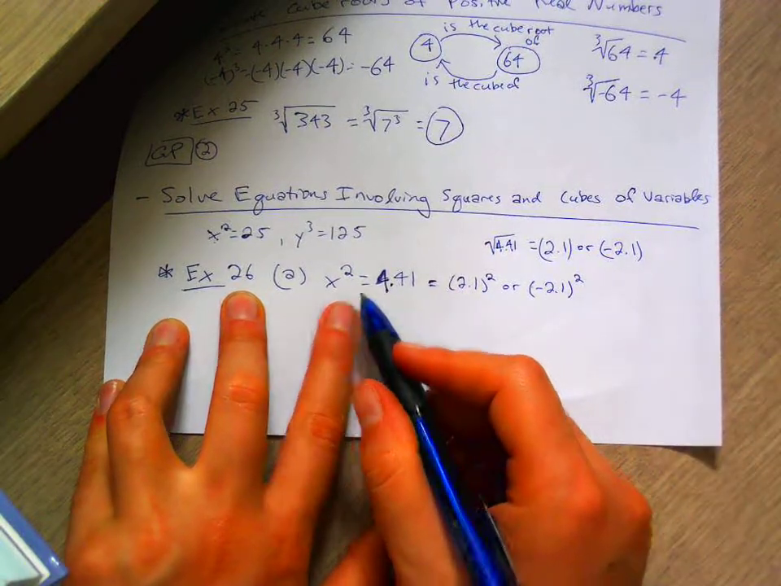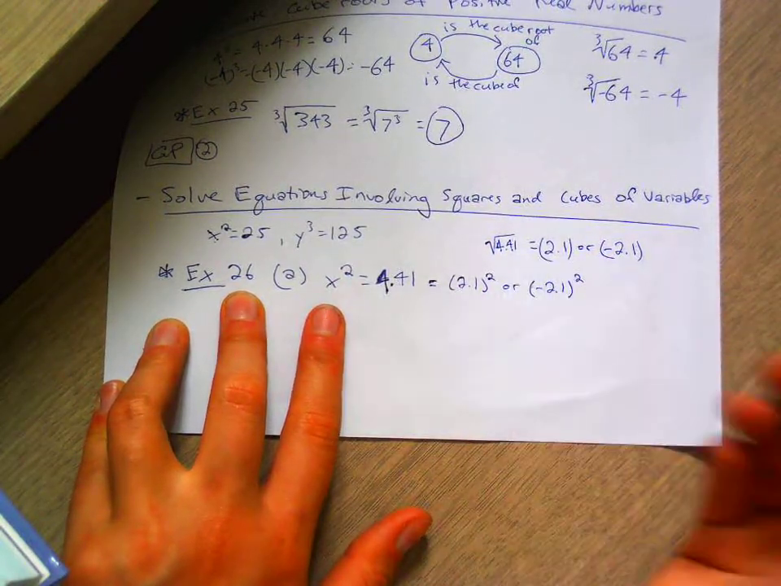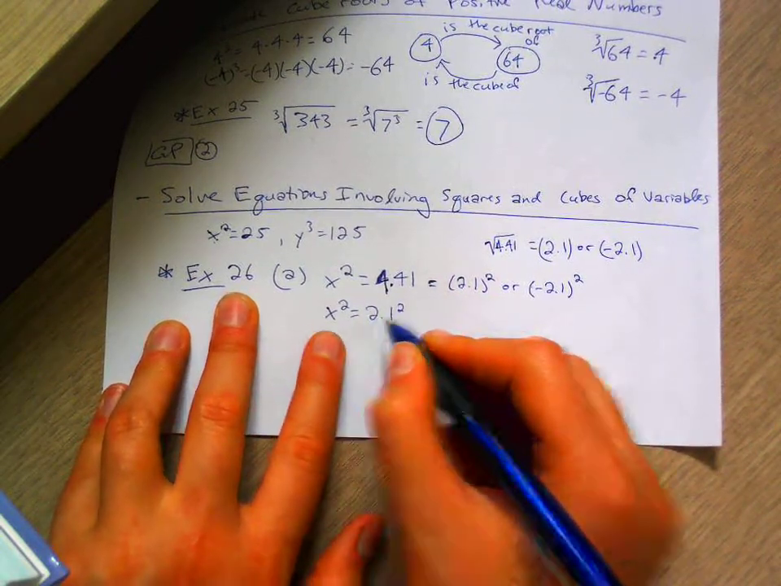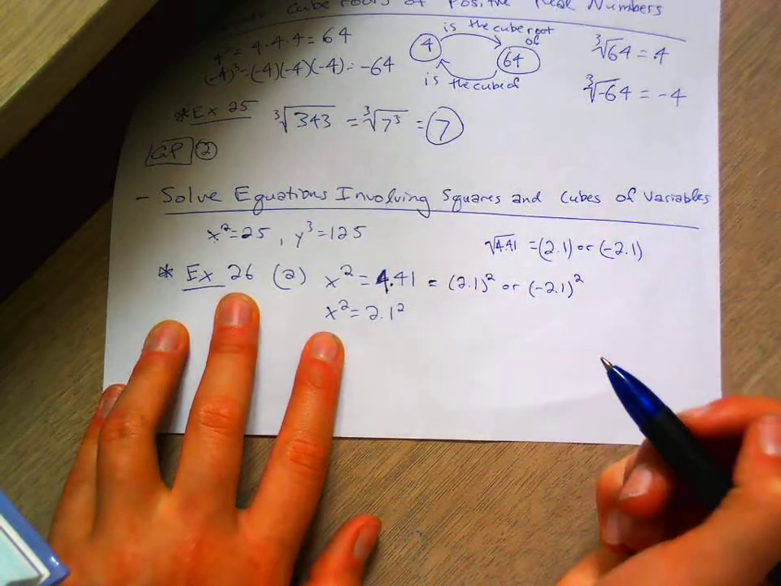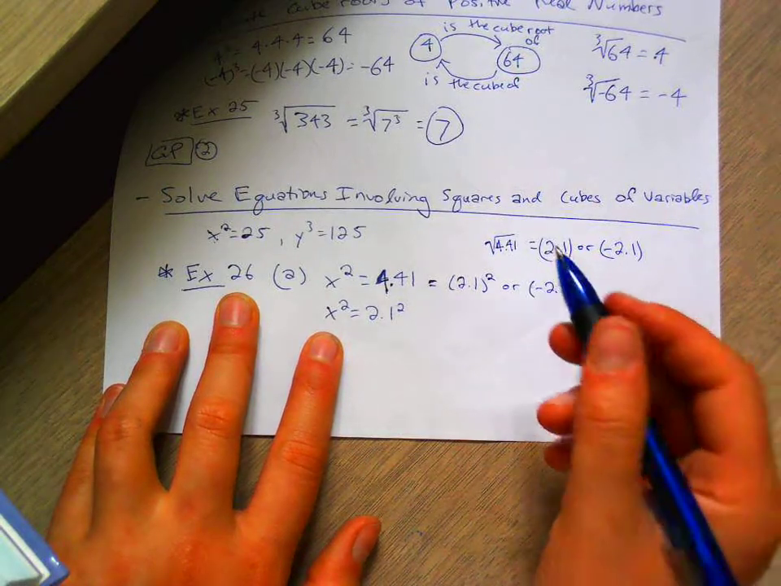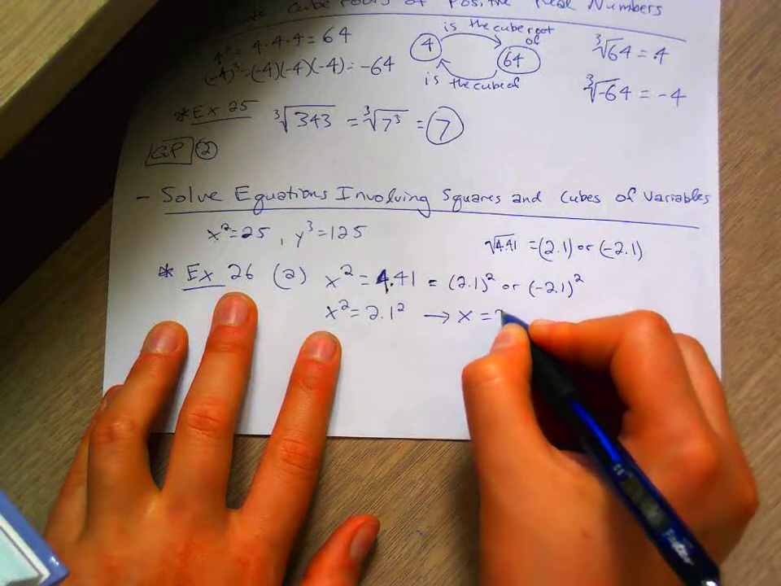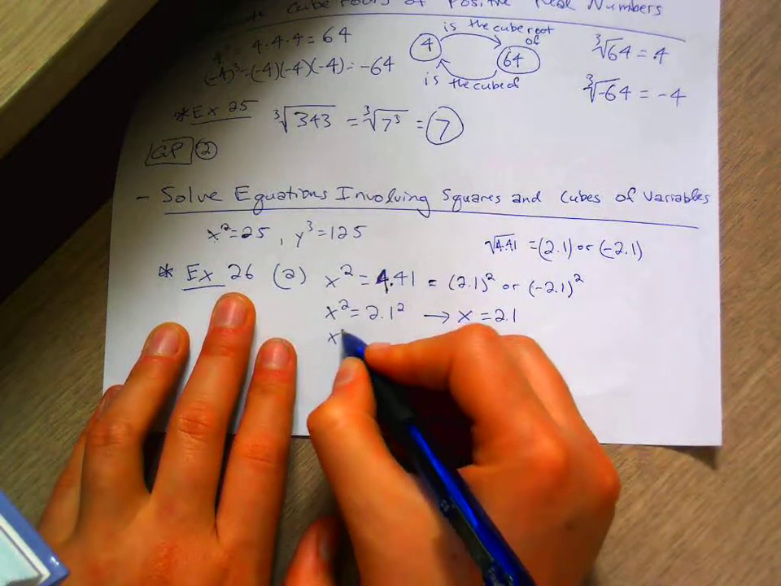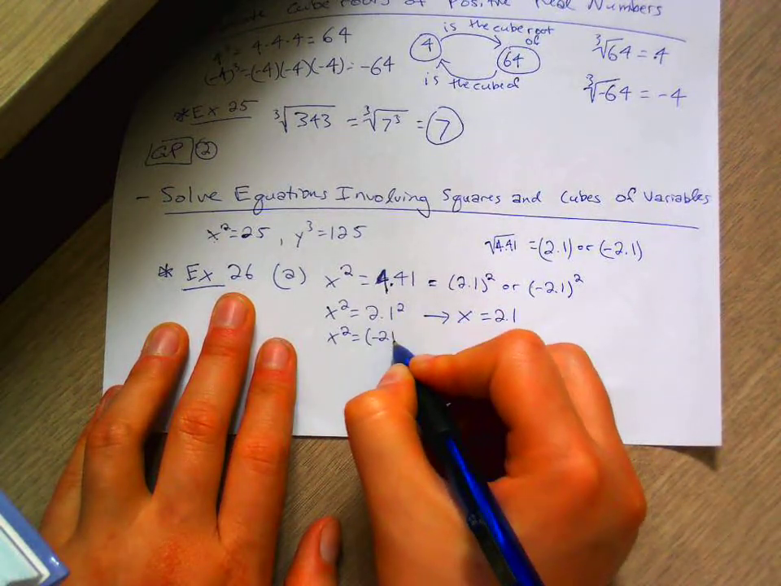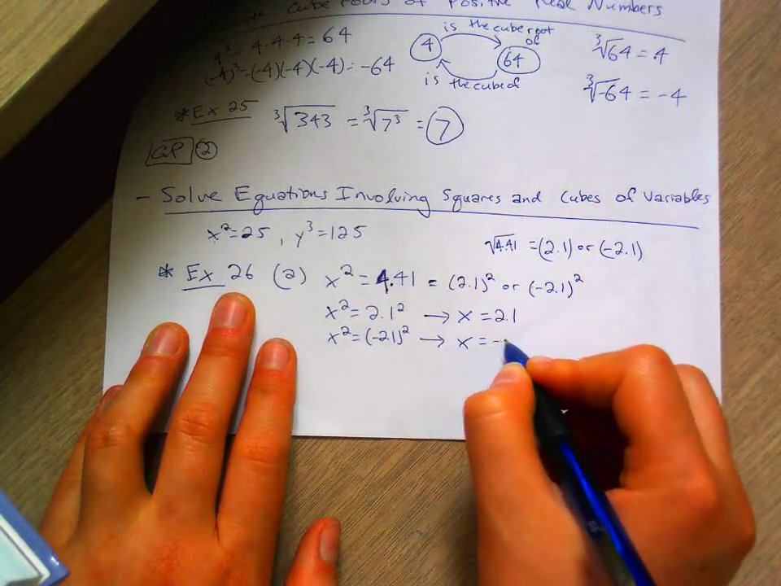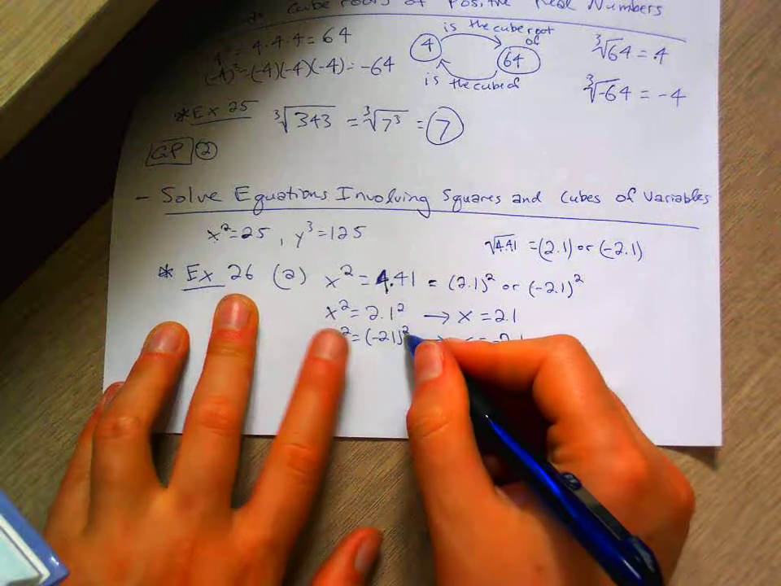So now, let me rewrite it: x squared equals 2.1 squared. I'm just going to go with the positive square root for now. They're both squared, so we could take away the square from each to find that x equals 2.1. In the same way, x squared equals negative 2.1 squared, so x could equal negative 2.1 because we got rid of the squares.